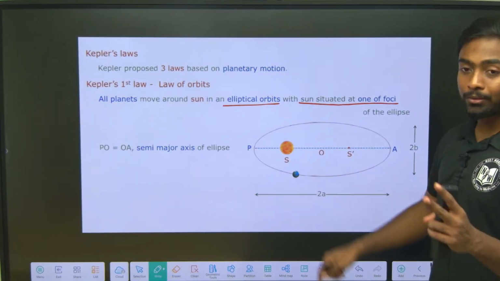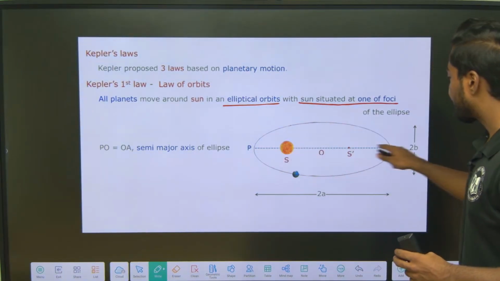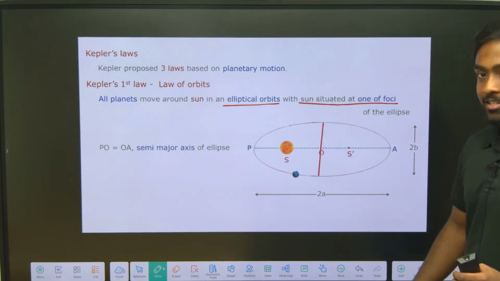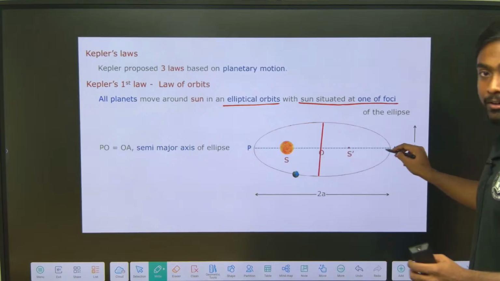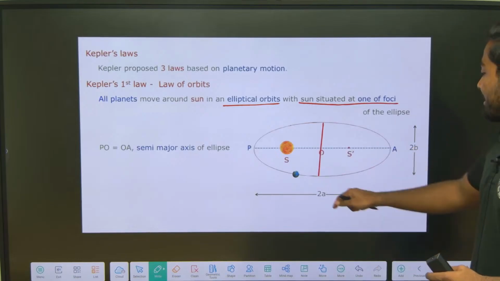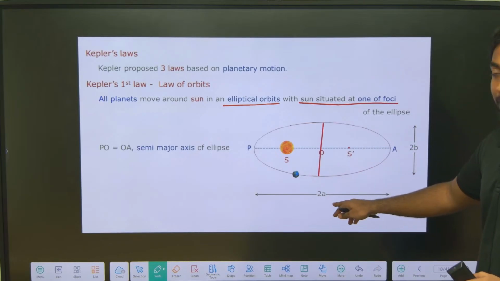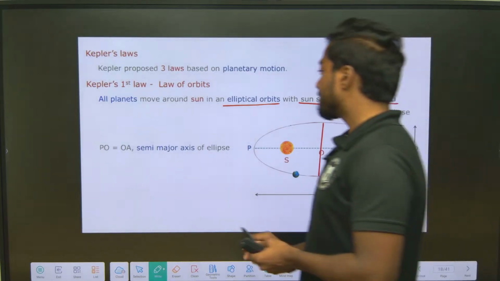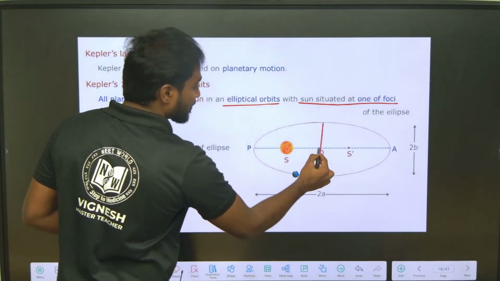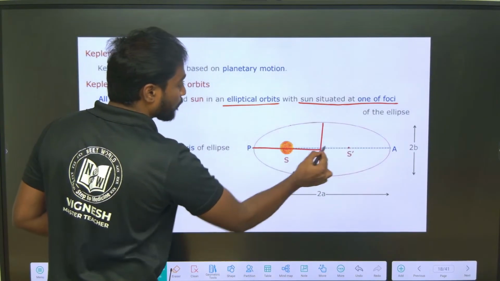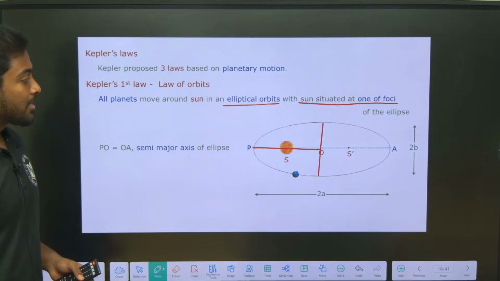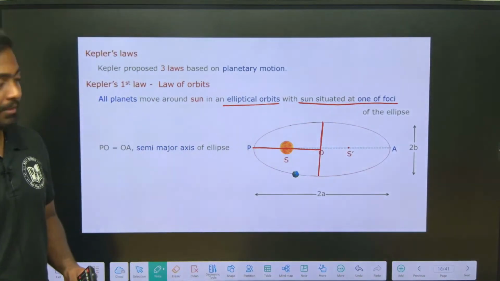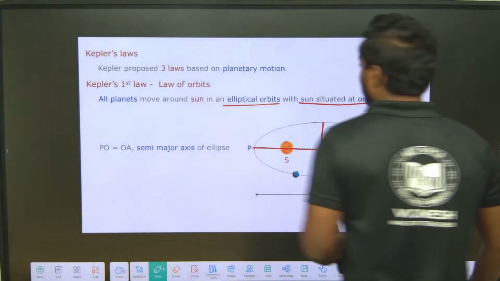So there are 2 things. One is the major axis and one is the minor axis. So the minor axis will be a shorter distance and the major axis will be a longer distance. Major axis is 2a and minor axis will be 2b. So semi-major in the sense, this is my semi-major, only half of the major. Semi-minor in the sense, only half of the minor axis. Okay. So this is the first law.